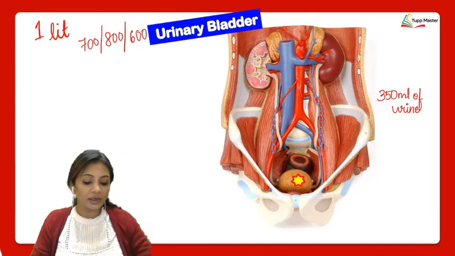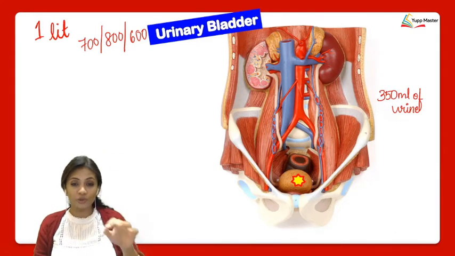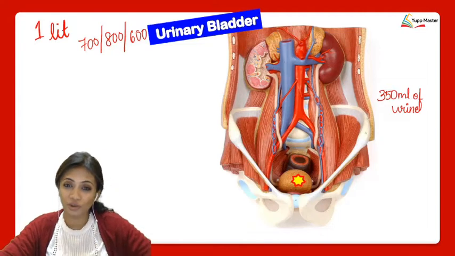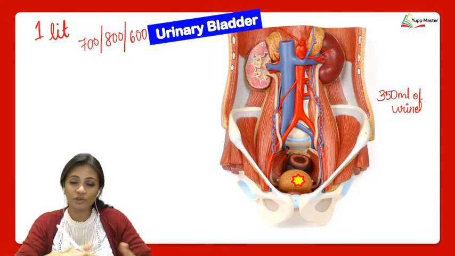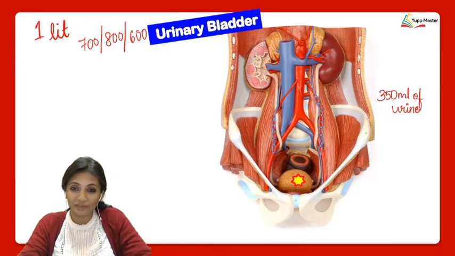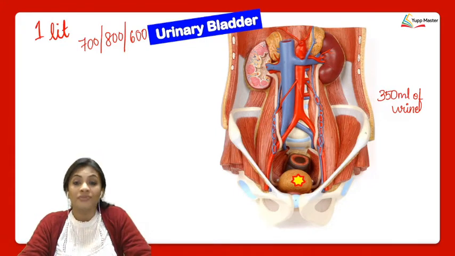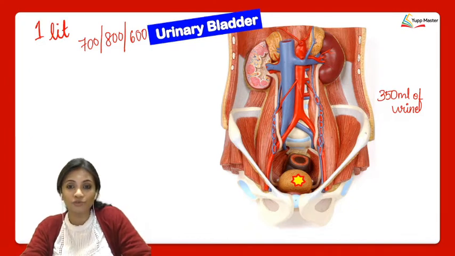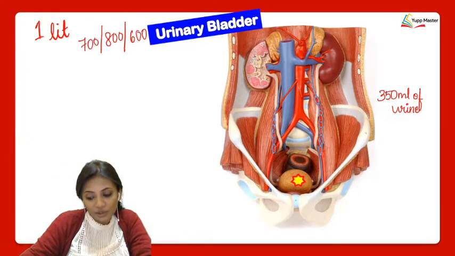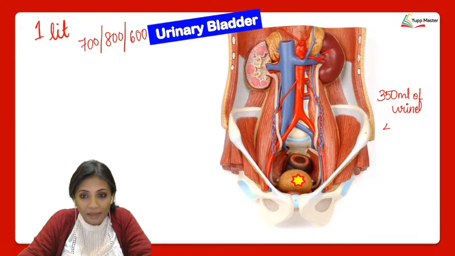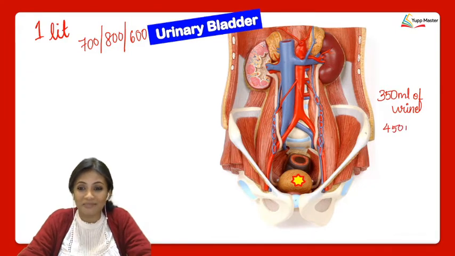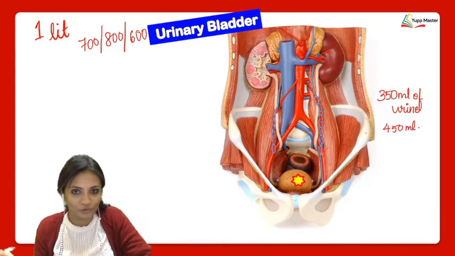So, with only 350 milliliters of urine, you actually get the urge to evacuate your urine. And because you're not actually able to do so at that given point of time, you may have to wait for a little while. That's why you have that leverage to wait, and ultimately you can wait up to a maximum of around 450 ml. That's the maximum, and then you'd have to rush to the bathroom.